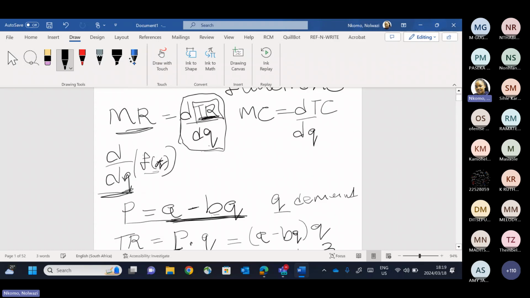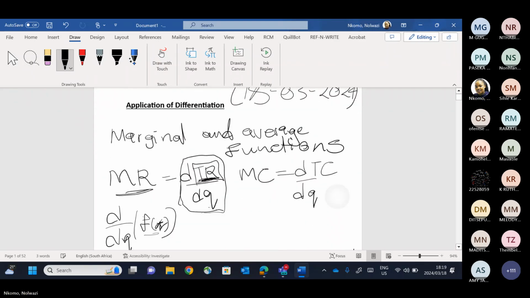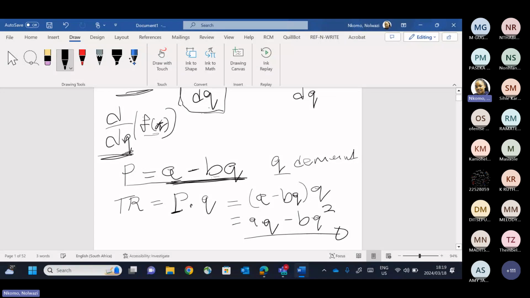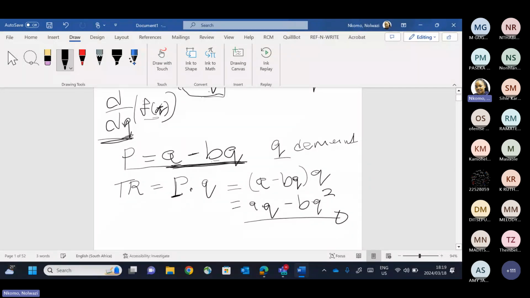But remember, what can we find from the total revenue? Remember we said the marginal revenue is the derivative of the total revenue, meaning if we differentiate the total revenue, we can find the marginal revenue. So from here, another piece of information that we can find is the function that represents the marginal revenue.